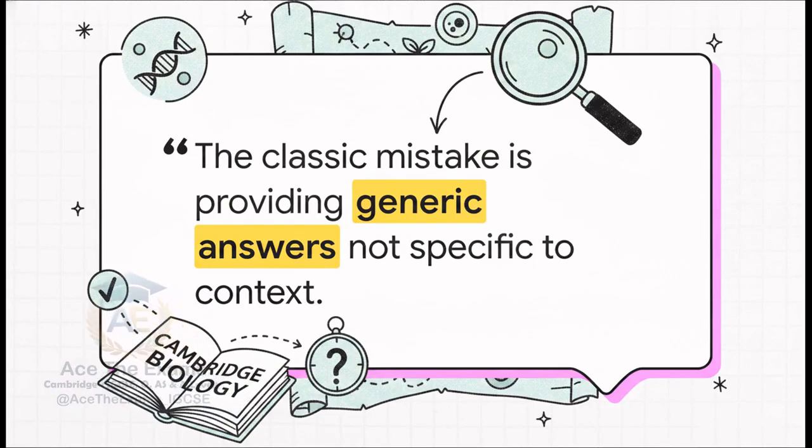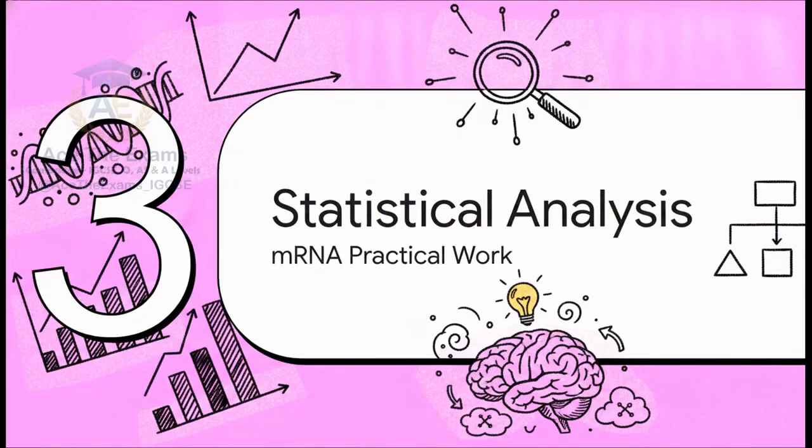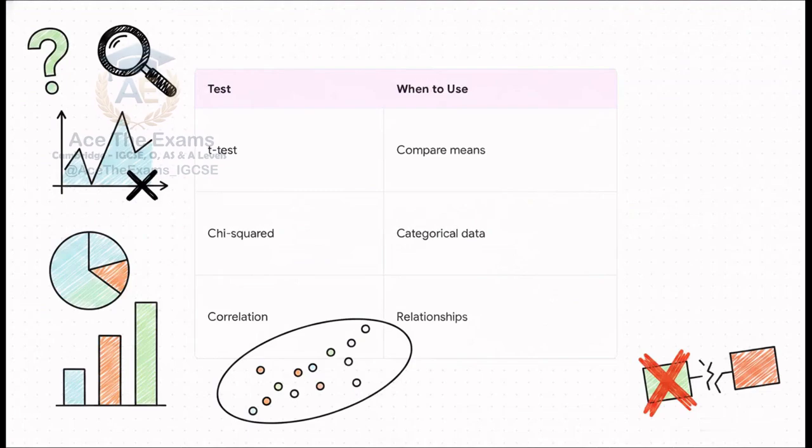That massive examiner clue I promised you, it is always, always hidden right within the specific scenario provided in the stimulus material. That unique context, it's literally your treasure map to the mark scheme. Section 3, Statistical Analysis in mRNA Practical Work. And this brilliantly illustrates exactly what we mean.